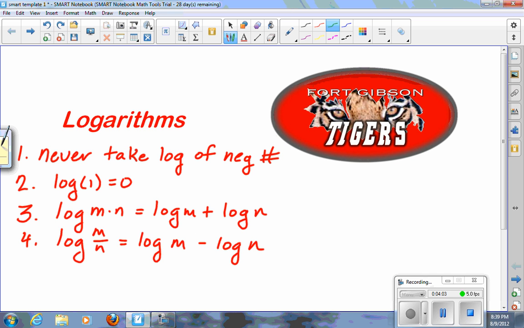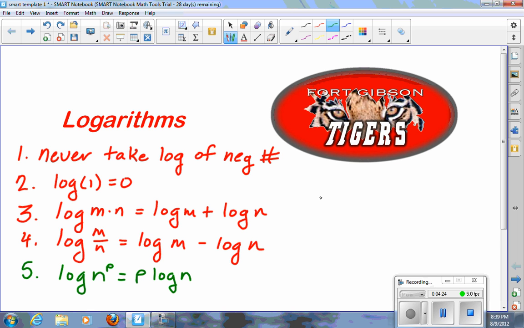Okay, next rule is a power rule. So I have any base and I have a number to a power. So log any base, I have a number to a power. What you're allowed to do is bring the power down in the front and then write that log.